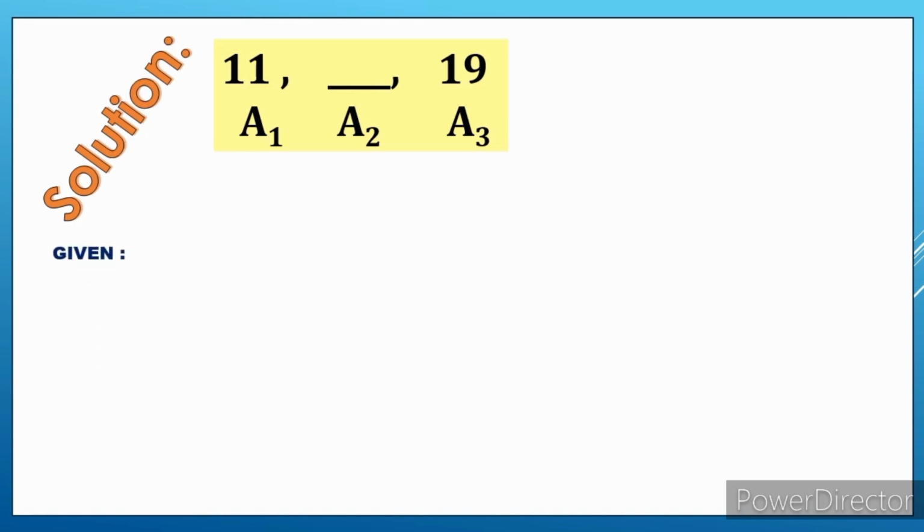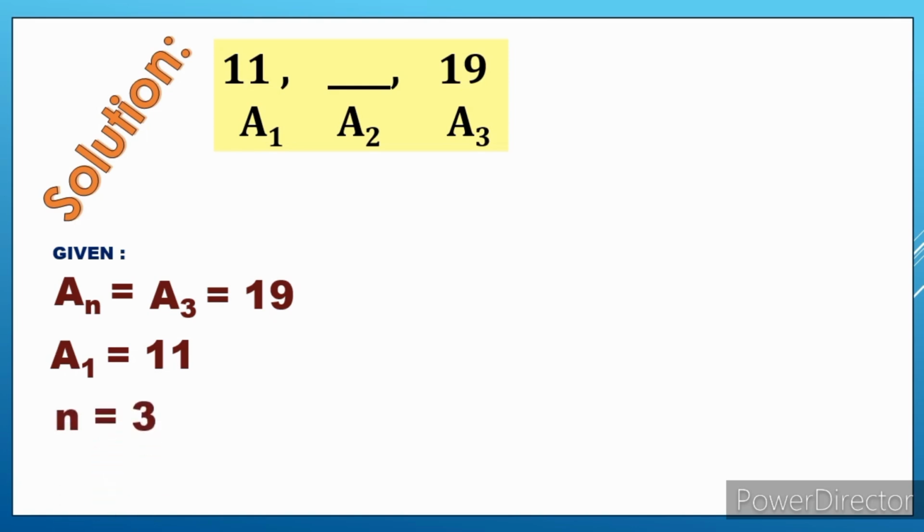Okay, now let's have the solution of the given sequence. We have the first term is 11, the second term is unknown, and our a sub 3, or the third term, is 19, which is the last term. Now we're going to find the given a sub n, or the last term, which is a sub 3, is 19. And then a sub 1, or the first term, is 11. Then the next one, n is 3, which is the number of terms. And D is unknown, the common difference.